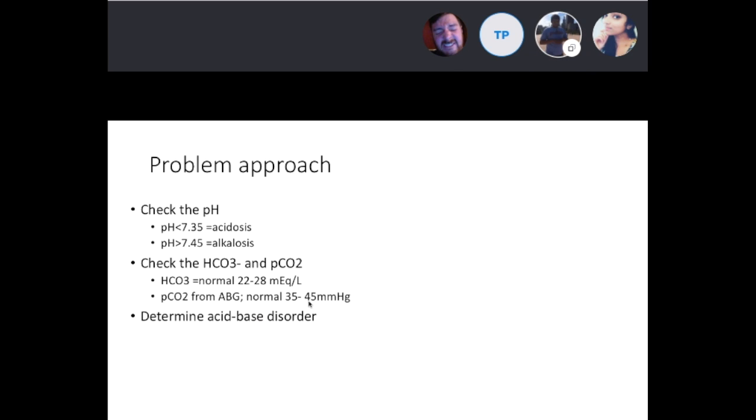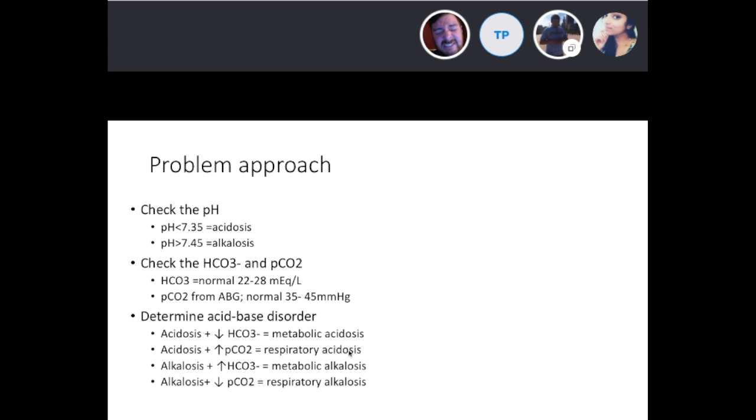So then you're going to look at the acid-base disorder and say, what disorder is it? If it's an acidosis with a decrease in your bicarb, it's a metabolic acidosis. If it's an acidosis with an increase in PCO2, it's a respiratory acidosis, and so forth. An alkalosis with increased bicarb is metabolic, and a decreased PCO2 with an alkalosis of pH is respiratory. For metabolic acidosis only, we're going to add an anion gap calculation. We'll cover that when we talk about metabolic acidosis later on in the presentation.